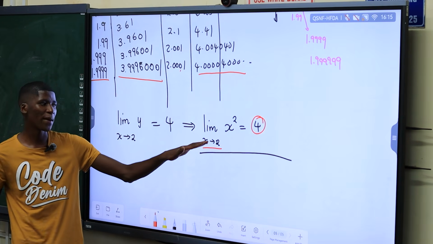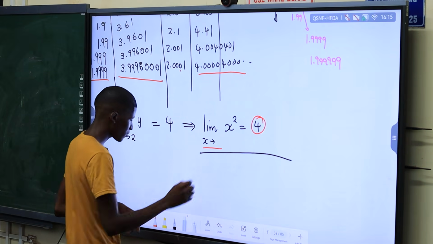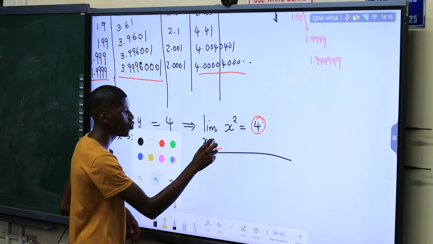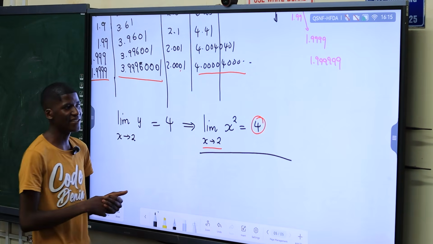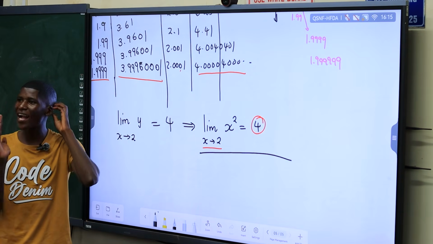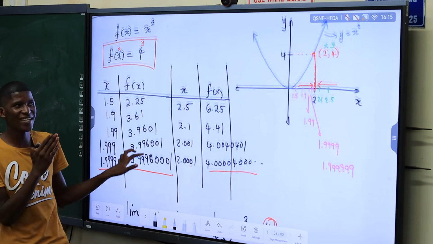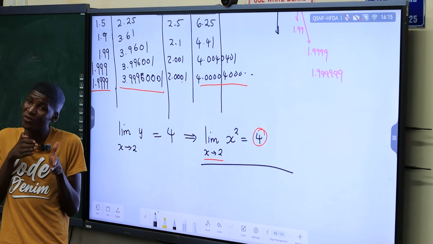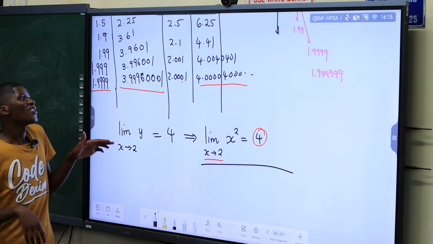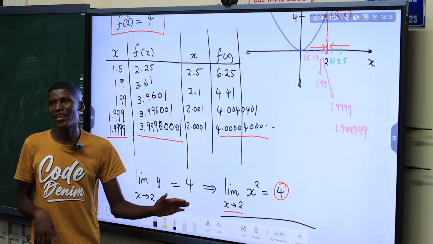So here, as x approached 2, both from left to right, our y values approach 4. But we have not arrived at 2. So keep in mind that we are not at 2 exactly. No, we are not at 2. We are approaching, getting closer.